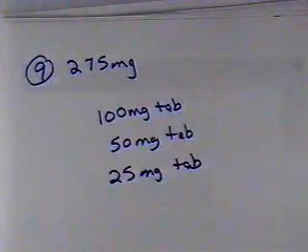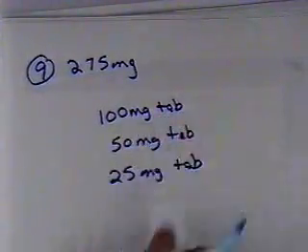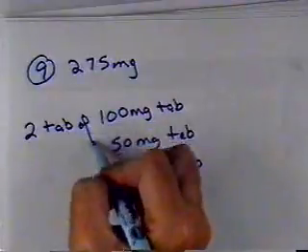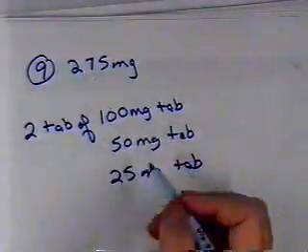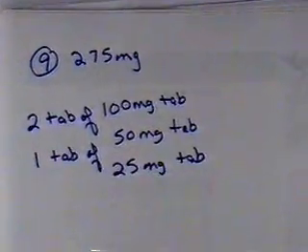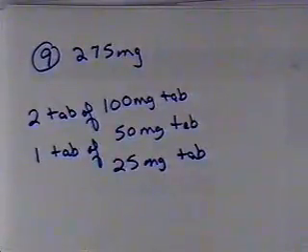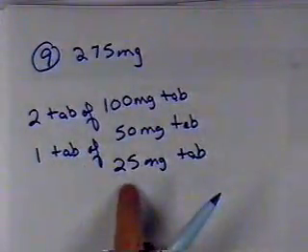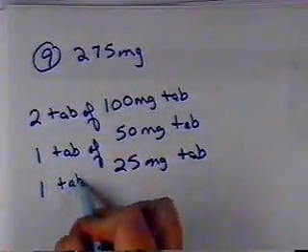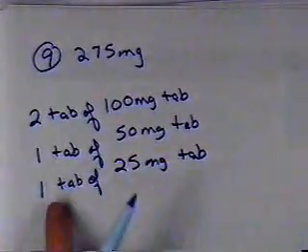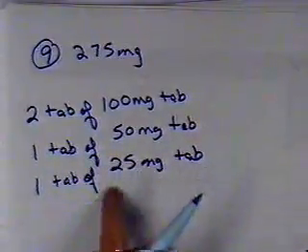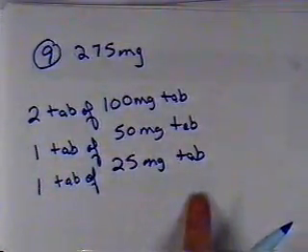So if I want to give 275, first how many of the 100 tablets do I give? 2. Okay, I'm going to give 2 tablets here. And how many 50? 1. And 1. Now I'm going to give just one of the 50 and one of the 25. Giving one of these and one of these is better than giving 3 of these. It's always exact, but it's just better to give less pills.